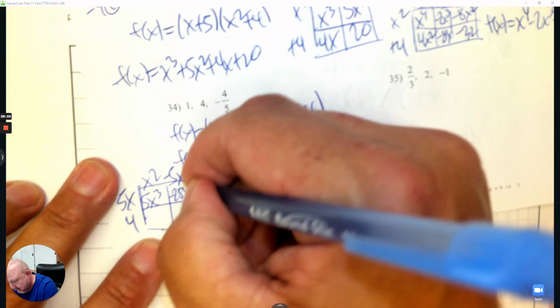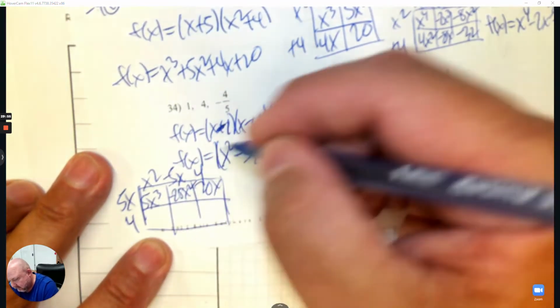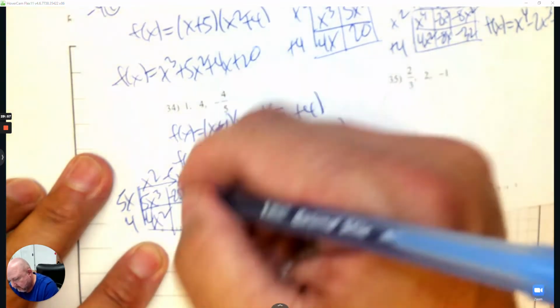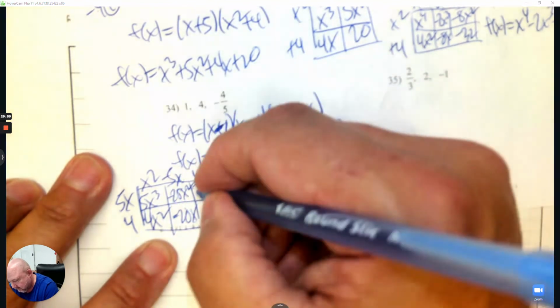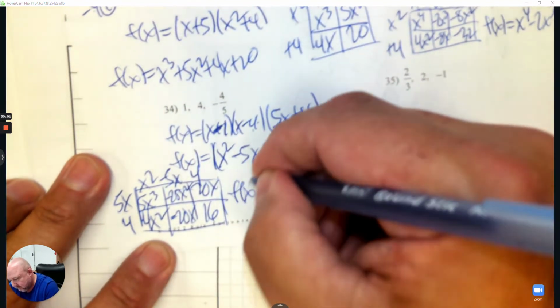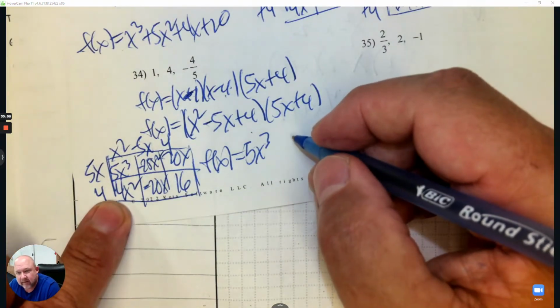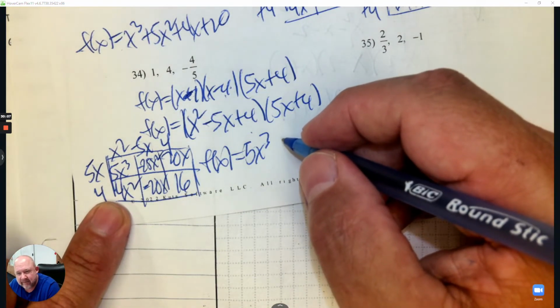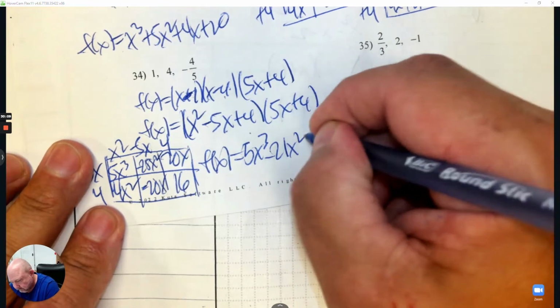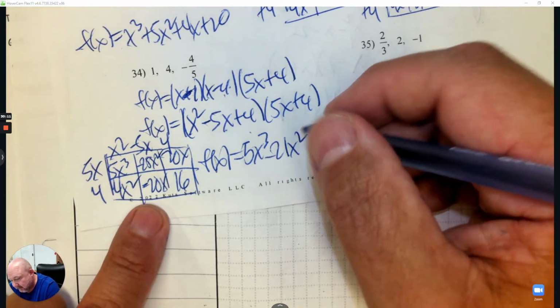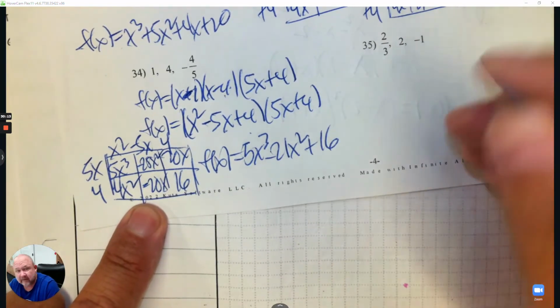And then multiply it out. So that's 5x cubed. That's negative 25x squared. That's 20x, 4x squared, negative 20x, and 16. So that gives you the answer. So it's 5x cubed. What is this? Negative 25 and 4. Negative 20 and 20 is 0, so it's just 16.